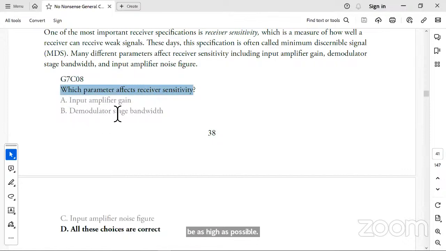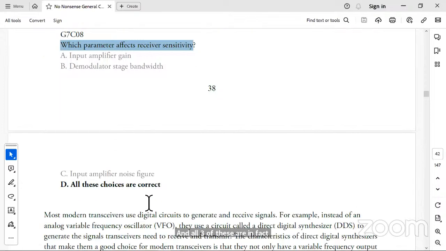Also, the demodulator stage, the bandwidth of it, it needs to make sure that it covers the bandwidth of the signal that you want to demodulate. And also the noise figure, or the input amplifier noise figure. If it's a noisy amplifier, well, then it wouldn't be so sensitive. If the noise floor is less, the less noisy the amplifier is, the more sensitive the receiver will be. And all three of these are in fact correct, so the answer will be all these choices are correct.